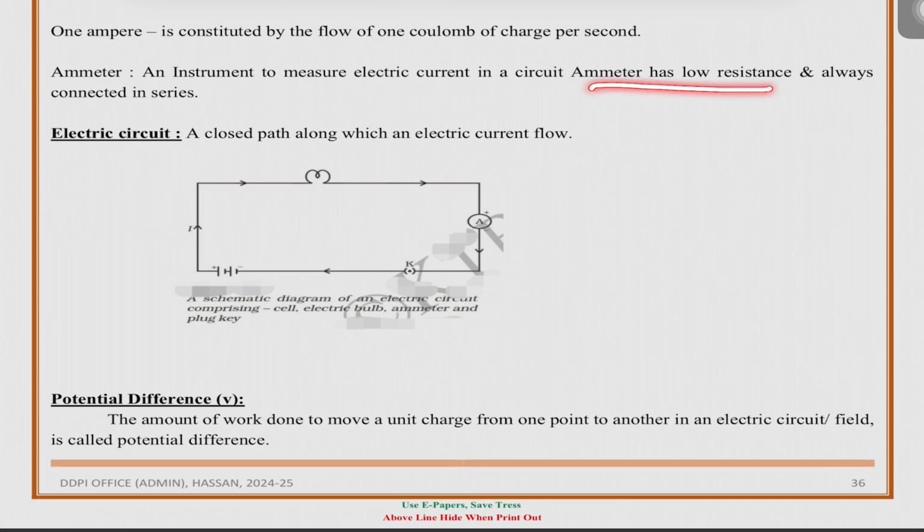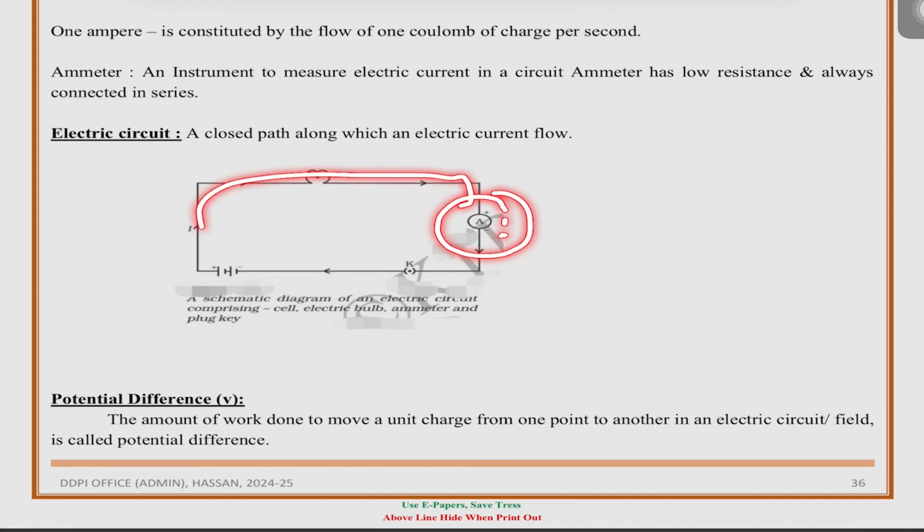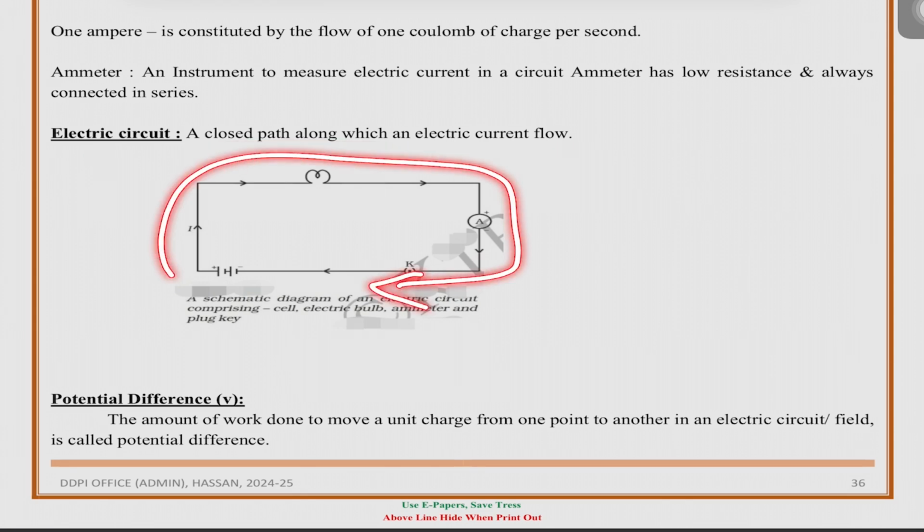It has low resistance and it is always connected in series. Very important point, it is always connected in series. So you can observe here, we have an ammeter which measures the amount of current that is flowing through the circuit. It is always connected in series in the circuit. What is an electric circuit? A closed path along which the electric current is going to flow through.